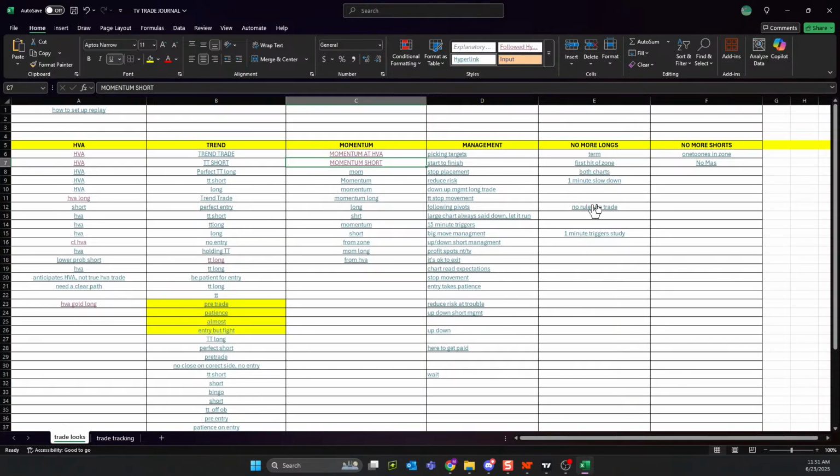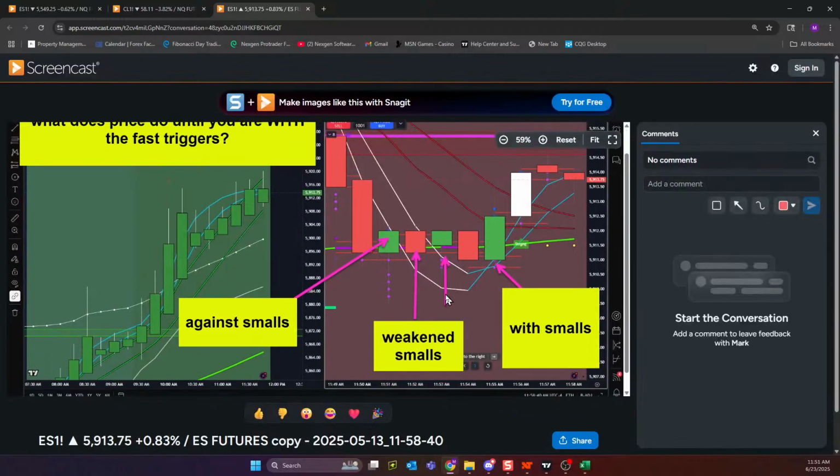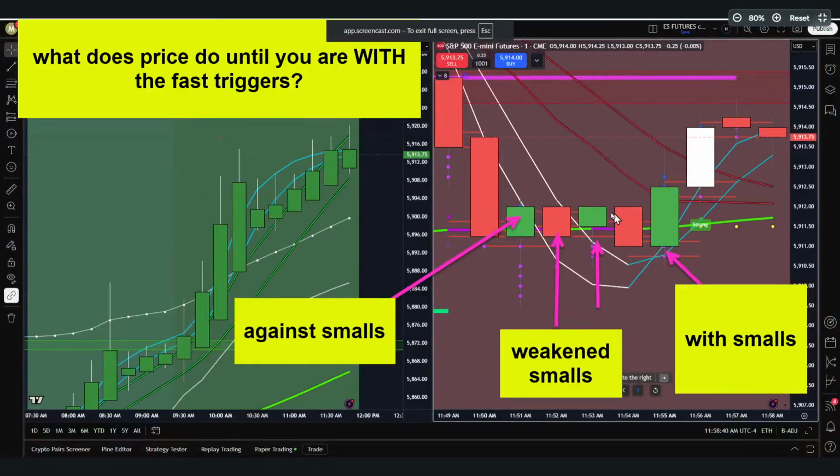And then reasons why not to go long or short. It takes just a few. And here's a good example. What does price do until you're with the fast triggers? So see the small triggers on the 1 minute? Bounce off, bounce off, bounce off. Now they're starting to weaken.